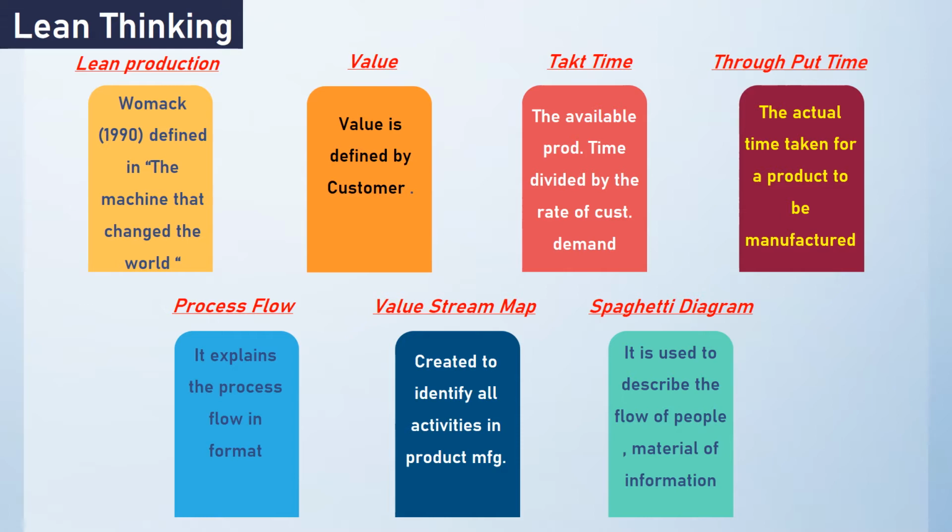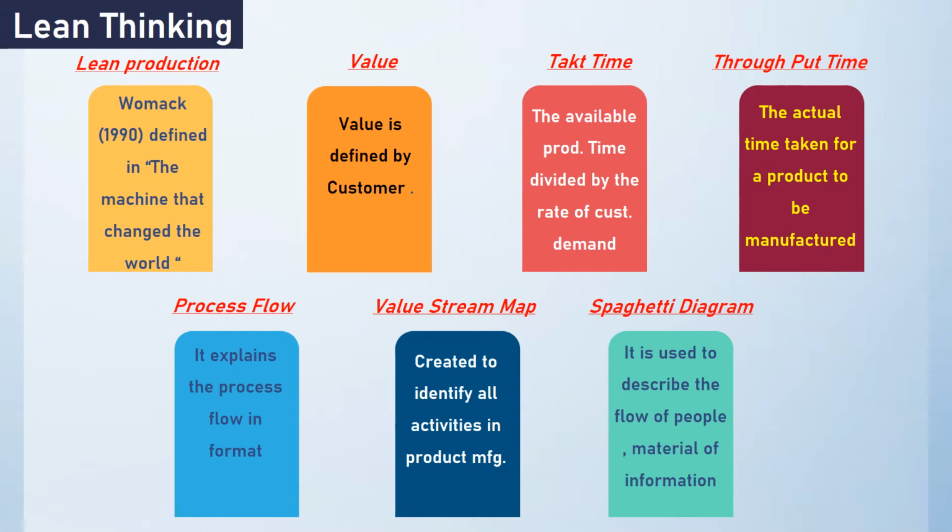Second terminology is takt time. So the available production time divided by customer demand is called takt time. And throughput time is the total actual time taken for a product to be produced. So from the start of the process till the end of the process, including inspection and everything, the total is called throughput time. And process flow explains the flow of the process in a simple format. Value stream map we'll see in further slides in detail.